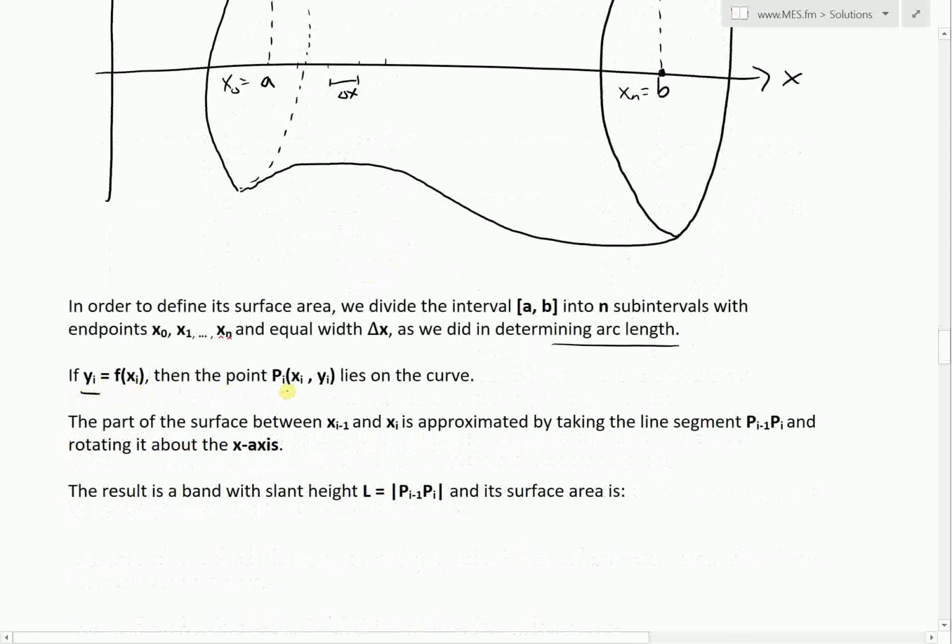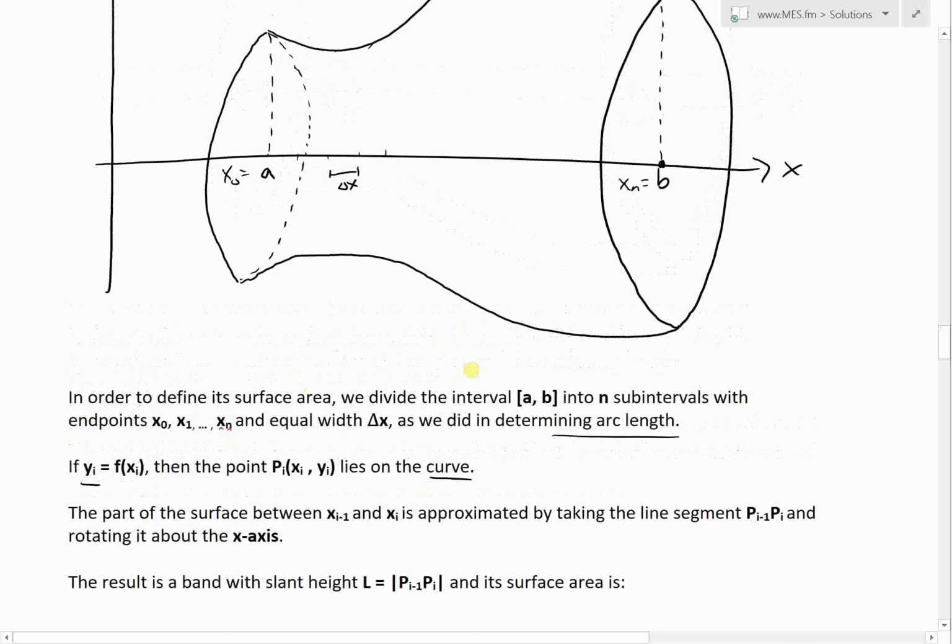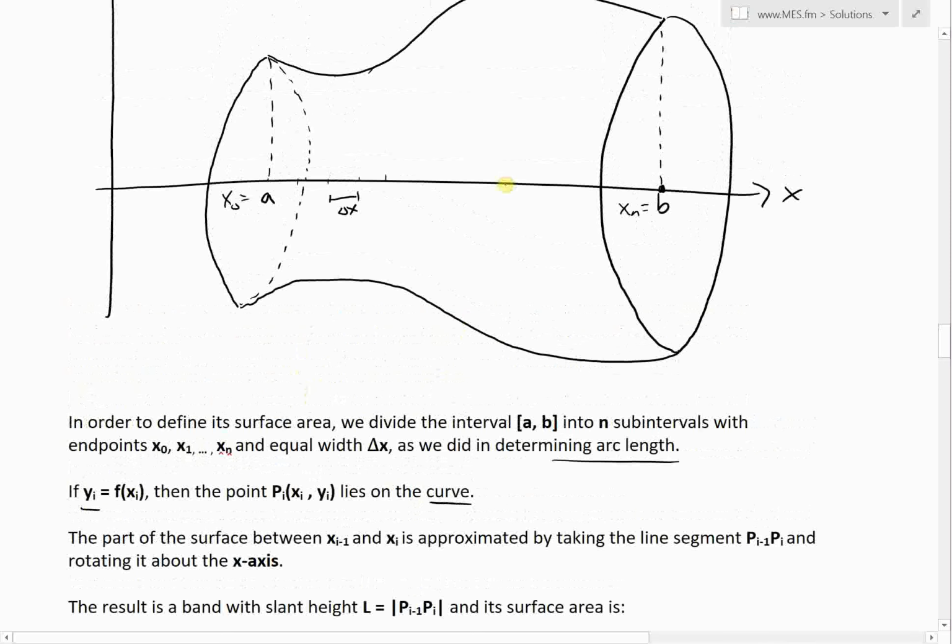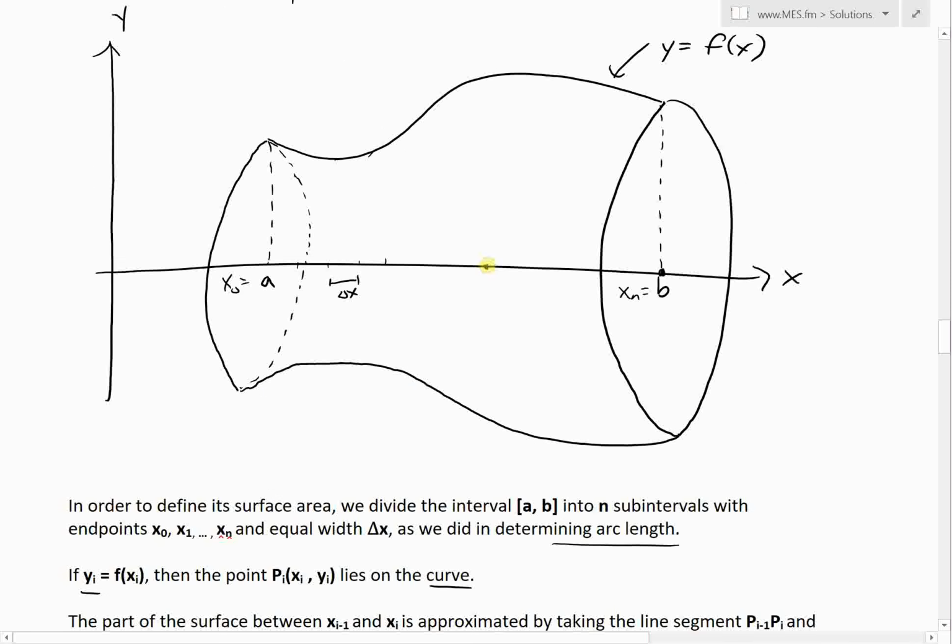Now if yi is equal to f of xi, then the point Pi, where xi and yi are, lies on the curve. So if we pick this point, let's just pick a random one inside and call this xi, then this point right here would be this distance across. I'll draw it like this.